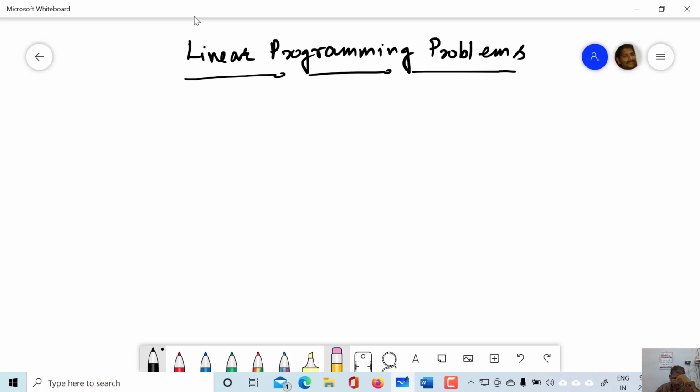So, what is a linear equation? We have already discussed what a linear equation is. Any equation of the kind a1 x1 plus a2 x2 plus a3 x3 plus a4 x4 is termed a linear equation. Okay, this is the linear equation.